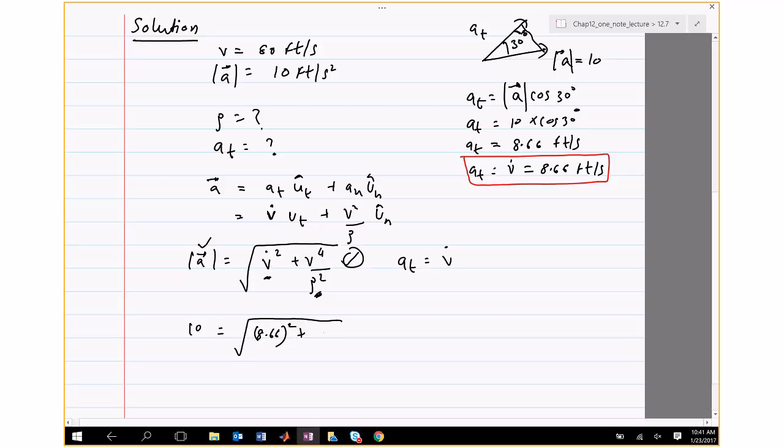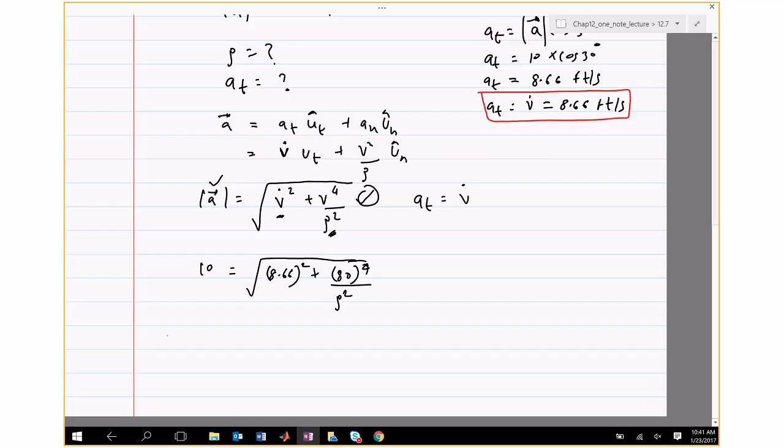I know what the velocity is. That's 80 feet per second. So that's raised to the power of 4, and then the rho is unknown. So now I have one equation and one unknown, the rho. Solving for rho gives me 1280 feet.